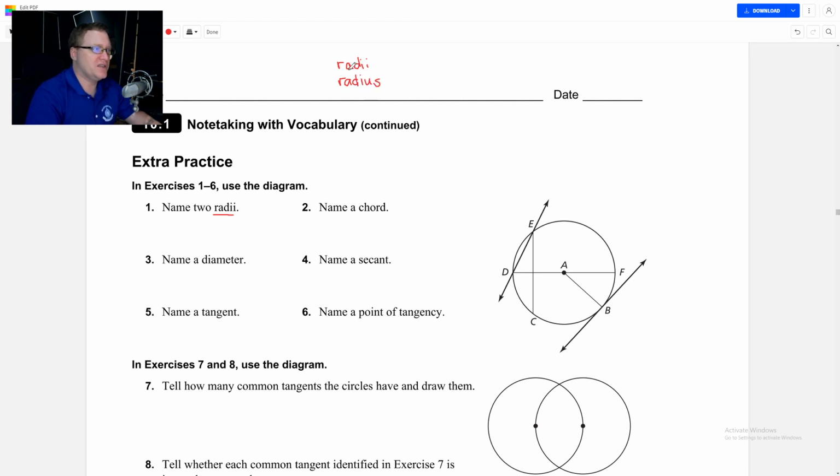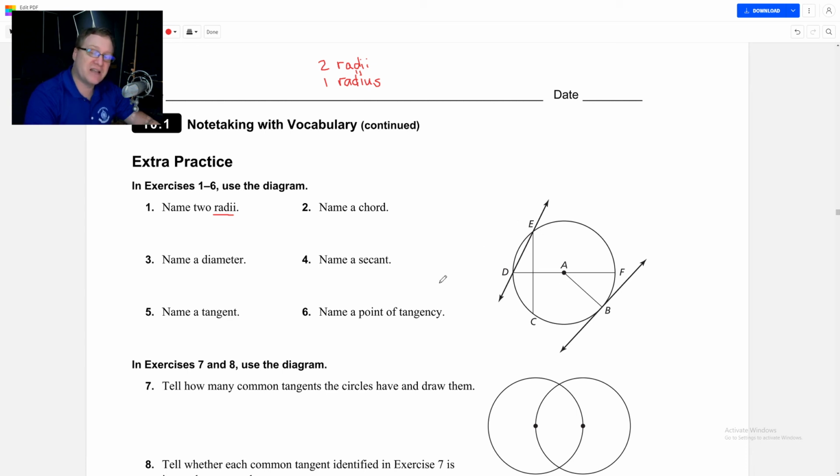Okay, so these are the same thing, all right? Radius is 1, radii is 2. So 1 radius, 2 radii. It's kind of similar to 1 mouse, 2 mice, all right? 1 radius, 2 radii, all right? So it is asking us to name 2 radii. We need to find 2 radii, all right? So what is a radii?